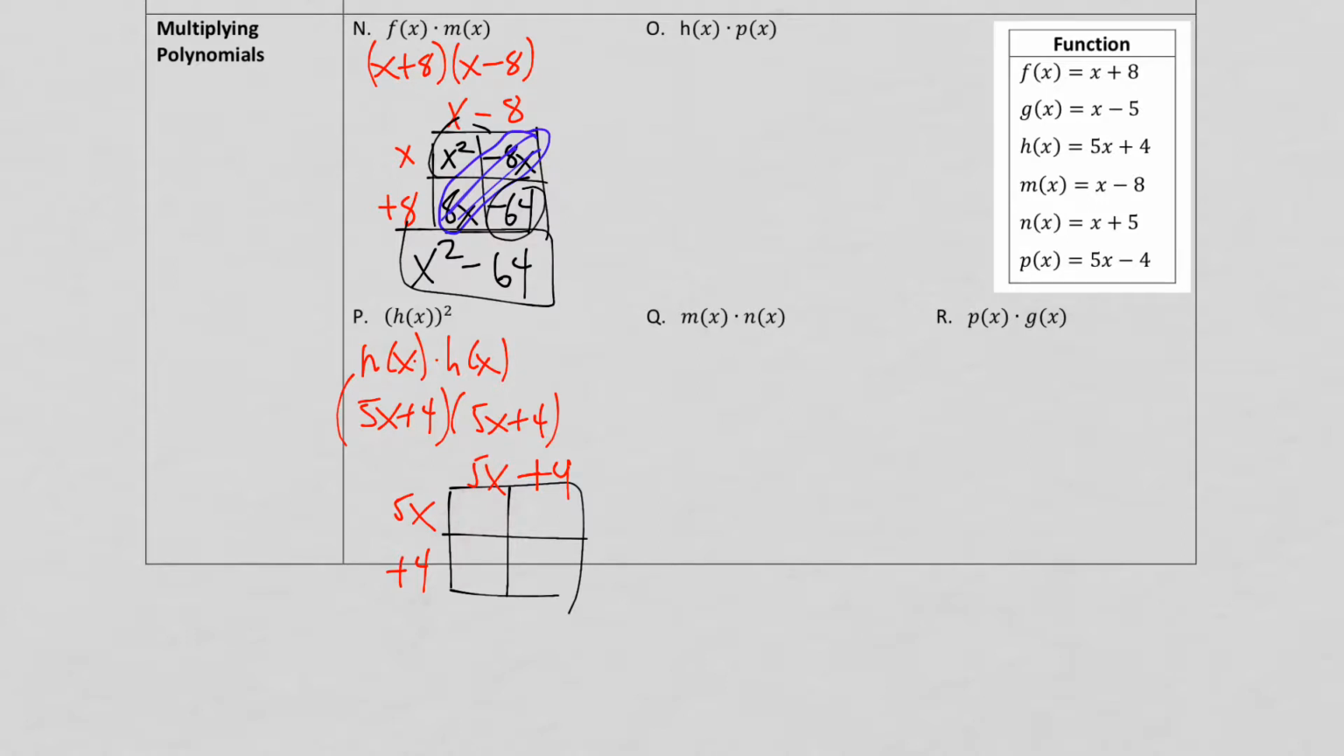5x times 5x, that's 25x squared. 5x times 4 is 20x. 4 times 5x, again, is 20x. And then to finish this one, 4 times 4 is 16.